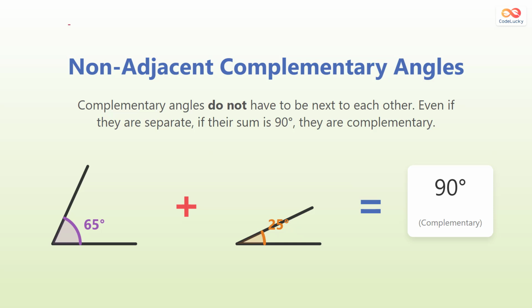However, they do not have to be touching. Here is an example of non-adjacent complementary angles. One is 65 degrees and the other is 25 degrees. Since 65 plus 25 equals 90, they are still considered complementary pairs.